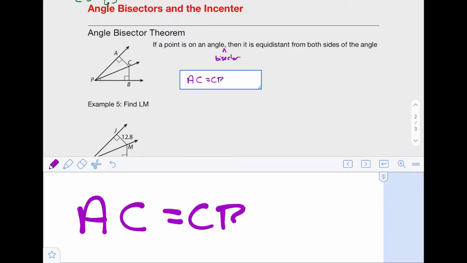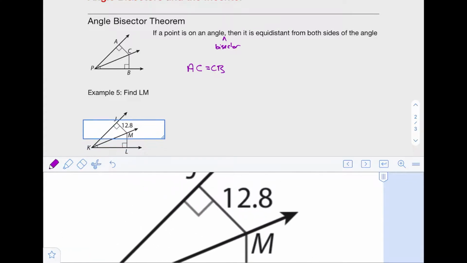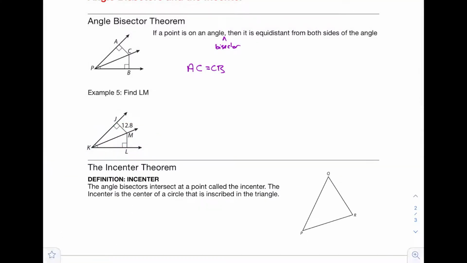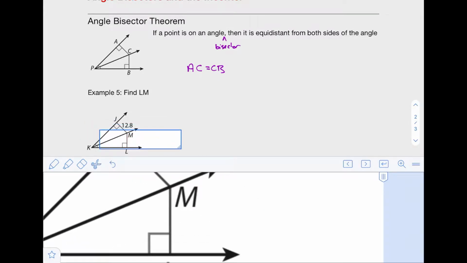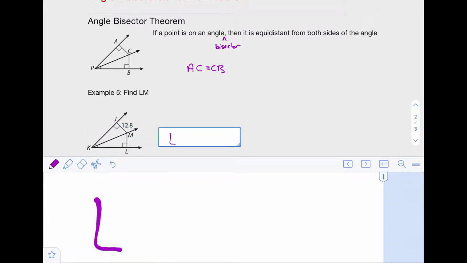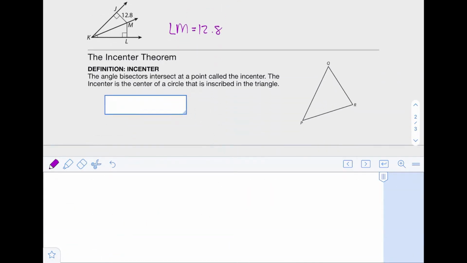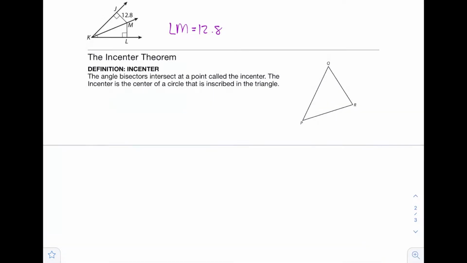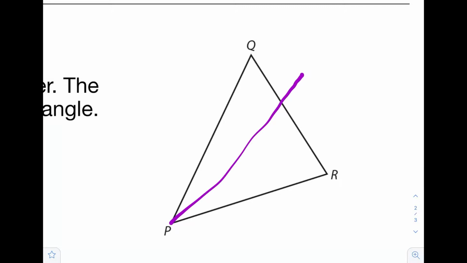Just a real quick example. Here we've got point M that's on ray KM, which is a bisector of angle K. Because JM is 12.8, that means LM is also 12.8. Which brings us to the incenter. Just like the circumcenter was the intersection of all three perpendicular bisectors, the incenter is the intersection, or point of concurrency, of all of the angle bisectors.